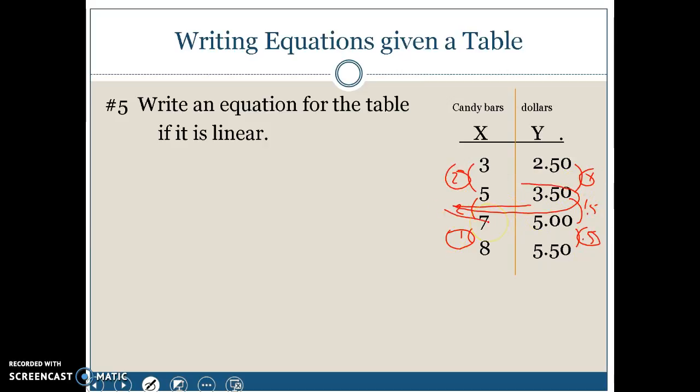So this is not linear. We will not be able to write an equation for this table that works with every single point. So we have to make sure that the points are linear in the table before we can write an equation for it. Otherwise, it'll work for some of the points, but not all of them.